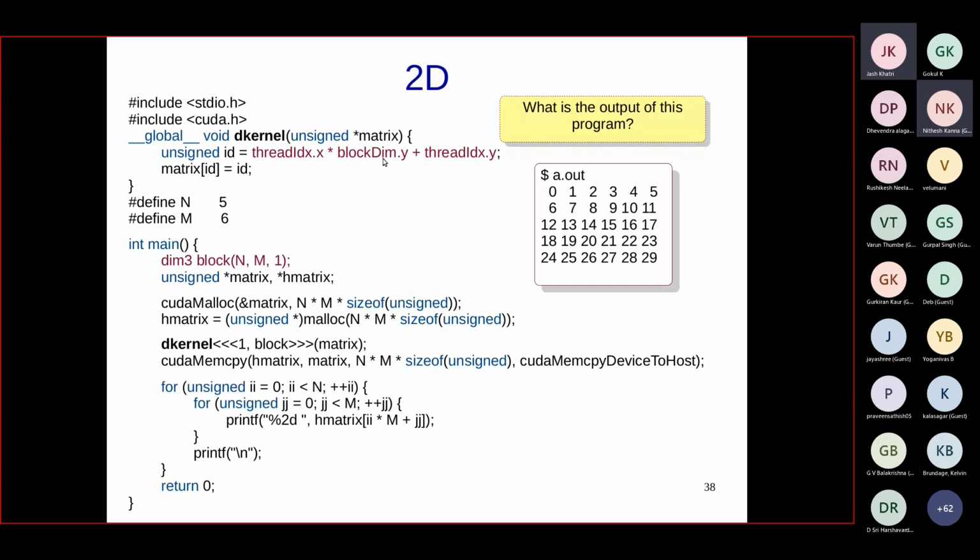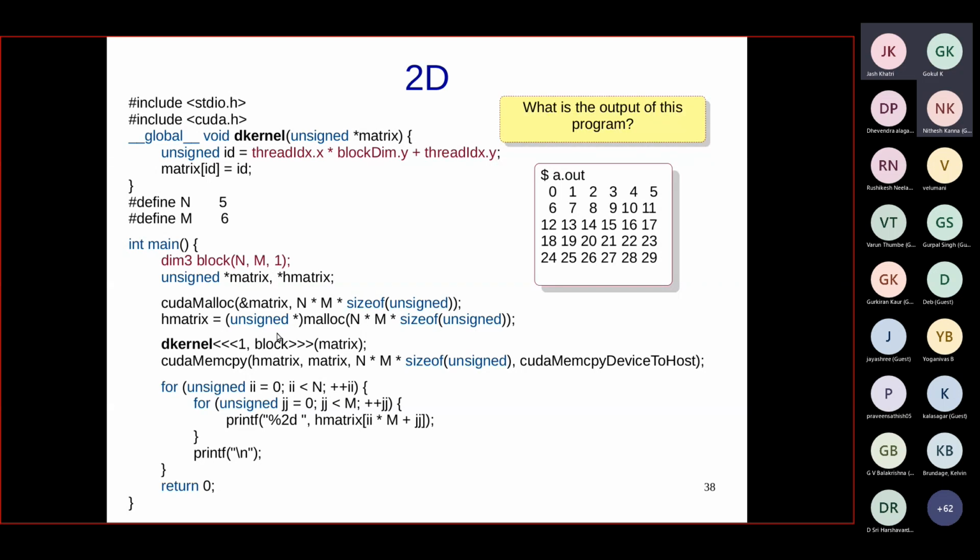So if you say block dim.y, it will give 6. If you say grid dim.x or y, it should give 1, right? Because we have just one grid. I mean, sorry, we have just one block. I hope that's clear. Sir, but I thought the syntax of initializing the kernel is blocks comma threads, right, sir? Yes, here it's the number of blocks and here it's the number of threads.